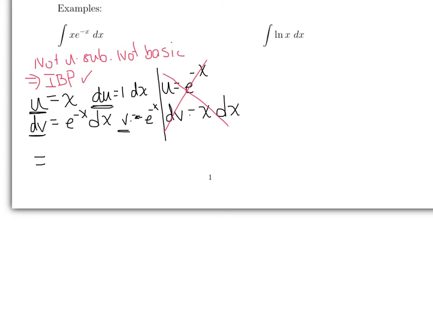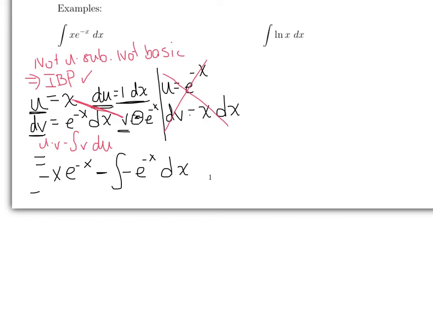As a reminder, the formula is u times v minus the integral of v du. So now we're just going to take this: it's u times v, so x times negative e to the negative x, and there's a negative there. So negative x e to the negative x, and then minus the integral of v, which is negative e to the negative x, and then dx.